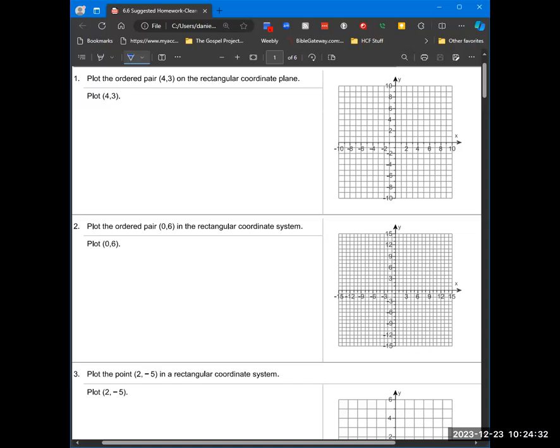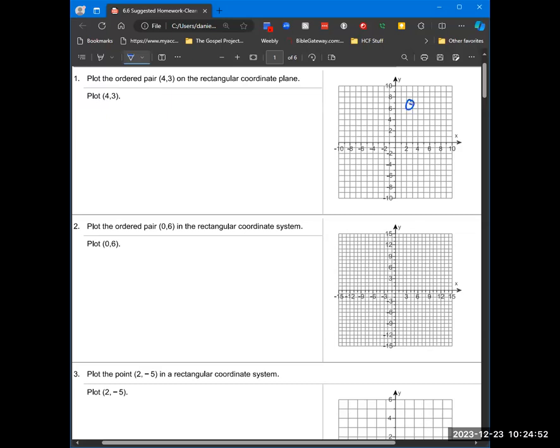The place where they intersect here is called the origin. It's the point 0, 0 with a value of 0 on X and 0 on Y. Positive Y values go up and negative Y values go down. It splits the coordinate plane into 4 quadrants.